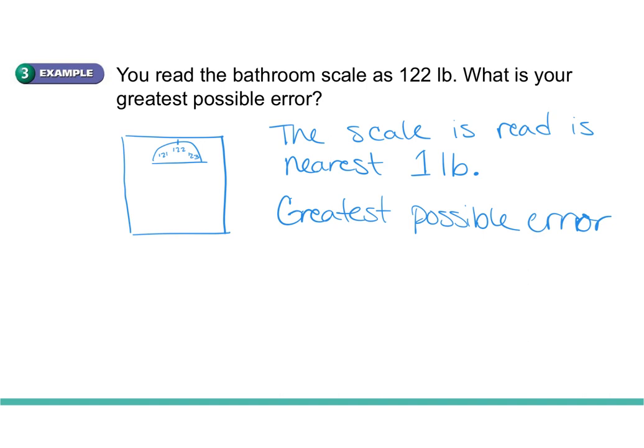Because if I get on that scale and I'm really 122.6, that's going to round it up to 123. If I get on that scale and I'm really 122.4, it's going to round it down to 122. If I get on the scale and I'm really 121.7, it would round it up to 122. So the greatest possible error is just half of that pound. So our greatest possible error would be 0.5 of a pound.